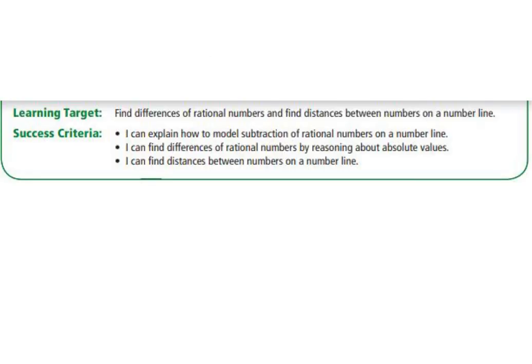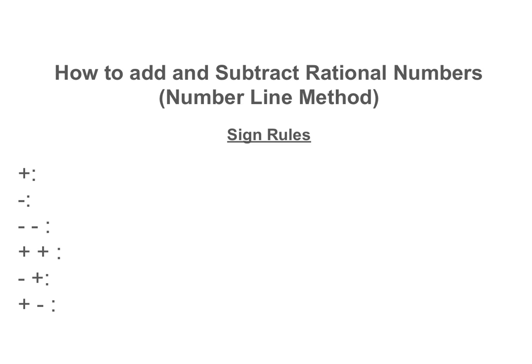Your learning target is to be able to find the difference of rational numbers and find distances between numbers on a number line. And your success criteria states that I can explain how to model subtraction of rational numbers on a number line. I can find differences of rational numbers by reasoning about absolute value, as we've done in the past. And I can find distances between numbers on a number line, and that's another one where we've worked on that already in the past. So just a quick review here.